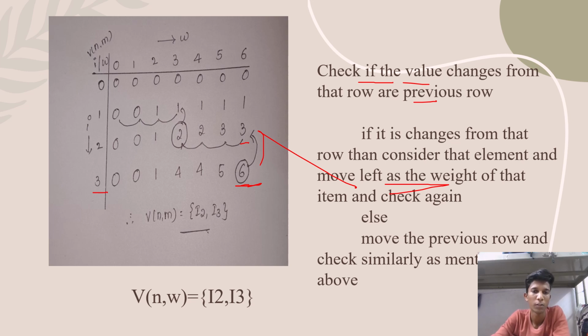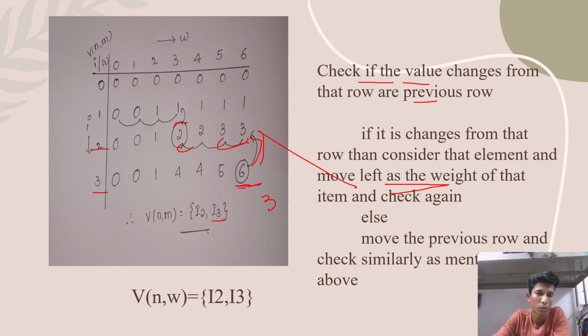If it changes from this row, you can consider this item, or else you can move up until you reach 0. Now we can find the items present in this table. The 6 changes from this row, so we can consider item 3, move to the previous row, and the weight of item 3 is 3. Move left 3 steps back: 1, 2 and 3.